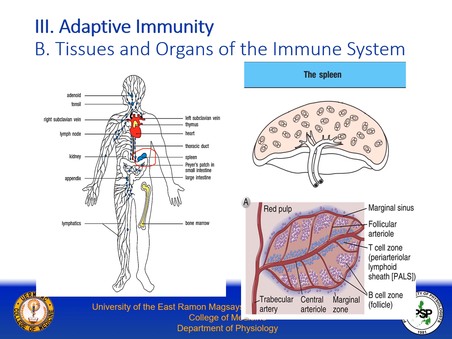The parenchyma is divided into your red pulp and your white pulp. The white pulp is lymphocyte rich. We have this T cell zone called your PALS, or periarteriolar lymphoid sheath, and then we have these follicles, which are your B cell zones.